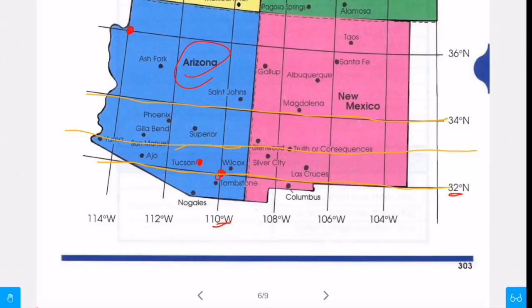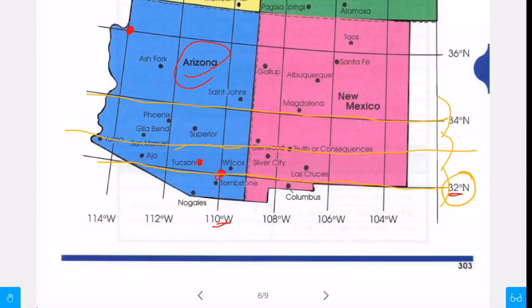When you are deciding that, remember that there are 69 miles between each line of latitude. So even though it looks like a line, remember 32 is 69 miles, 33 is 69 miles, 34 is 69 miles, so it's actually a pretty wide space. So for Tucson, I would say it's probably still pretty close to 32, but I would also take 33. Either one of those would be fine.